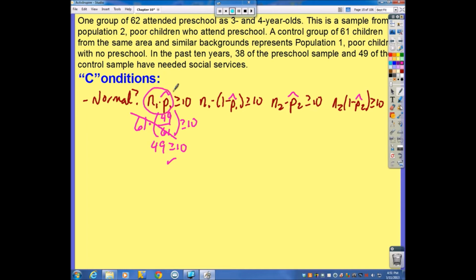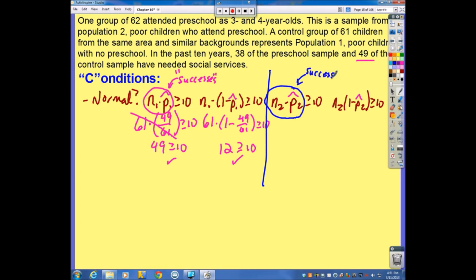Now this N times P, as I mentioned earlier, they may refer to that as quote unquote successes. Well, if you want to consider success being on welfare, which I think would be the exact opposite of what you'd want to consider a success, the number of people that were on welfare is the 49, which means the number of people that were not on welfare out of the 61 should be the leftover 12 from our 49 here. So if you want to check 61 times 1 minus 49 over 61, that should give you 12, which works out. So if you want to do it that way, you certainly can. Now, for our second sample, we had, now let's try it this way.